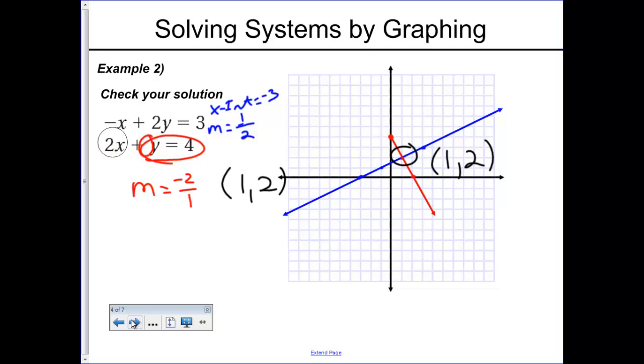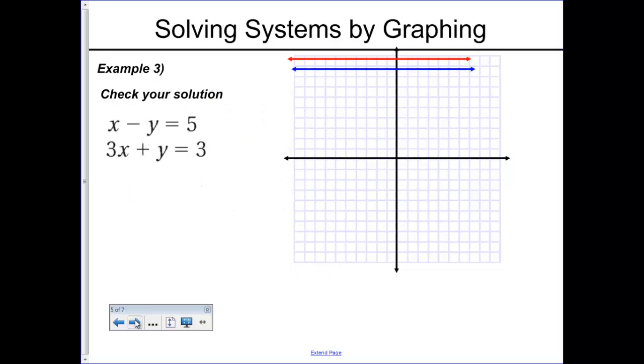Now we should go back and check it, just to double check, make sure it works. So I have a negative 1 plus 2 times 2 is 4, and does that equal 3? Yes, it does. It works in the first one. And over here we have 2 times 1 plus 2. Does that equal 4? Yes, it does. So it works in both. Therefore, this is our solution.